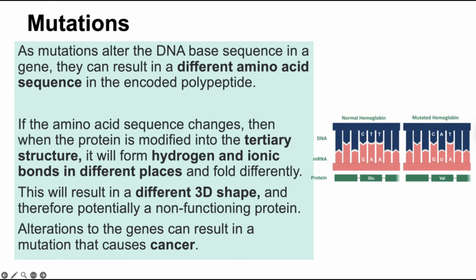Because a mutation can change the DNA base sequence in a gene, it could result in a different sequence of amino acids in a polypeptide. If that sequence of amino acids changes, then that can alter where the tertiary structure bonds will form, like the hydrogen and ionic bonds, and that could result in it folding into a different 3D shape. If a protein has a different 3D shape, it will have a different function and potentially be a non-functioning protein. Alterations to genes like this can result in a mutation that could cause cancer, and cancer comes up a little bit later in this topic.